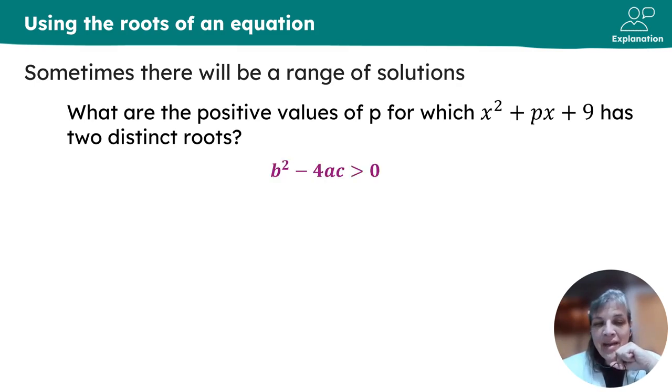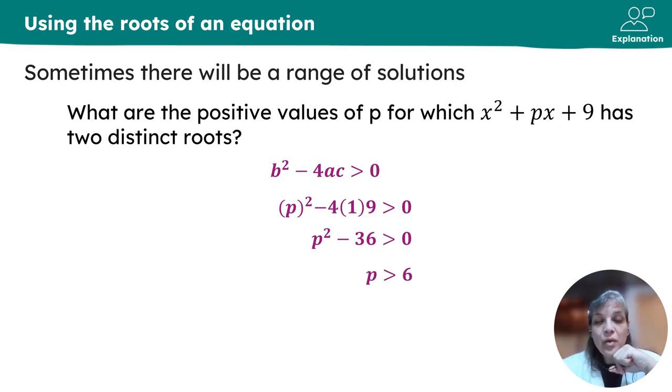Okay, hopefully you know that to get 2 distinct roots, you'd have to have b squared minus 4ac be greater than 0. So let's plug in the values that we have. B is p in this case, a is 1, c is 9. And if that has to be greater than 0, then p has to be greater than 6. Now, if you took the square root of both sides, you would normally say, oh, I have to get positive or negative, but it says it just wants the positive values of p. So the question has limited the answer for us already.